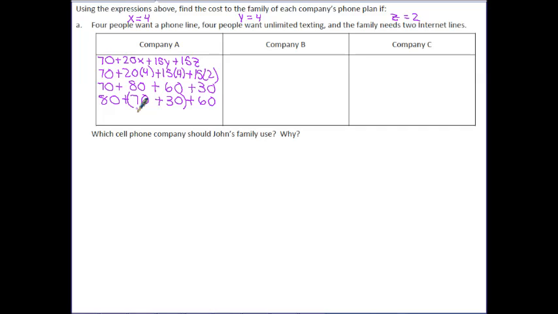So we will get 70 plus 30 is 100. So we have 80 plus 100 plus 60. And then I can use the commutative property to flip the 100 and the 60 to get us 80 plus 60 plus 100. And I know that 80 plus 60 will give us 140. So the total for company A is going to be $240.